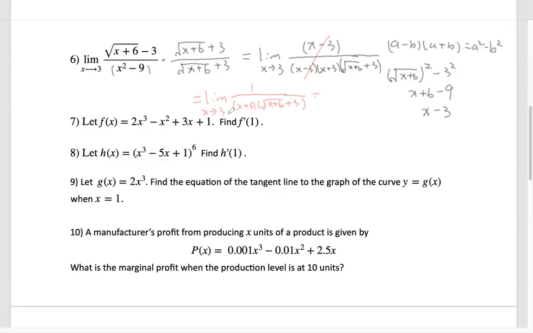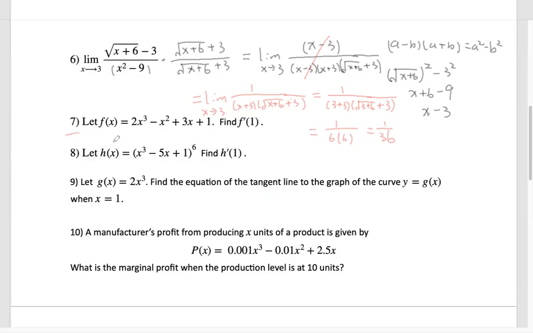Now we can plug in 3. But in the beginning, we cannot. If we plug in 3 in the beginning, we get 0 in the denominator. And now we could. So just plug in. We get 3 plus 3 times the square root of 3 plus 6, plus 3. And that becomes 1 over 3 plus 3, 6, times square root of 9 is 3, 3 plus 3, another 6. So that's 1 over 36.